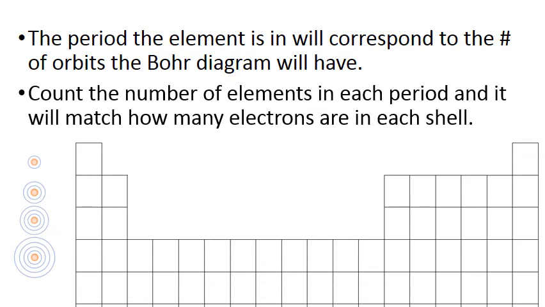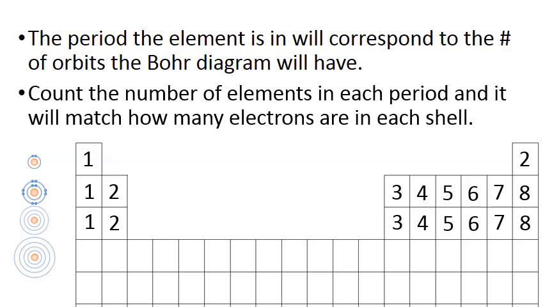Another fun fact is that if you count the number of elements in each period, it will match how many electrons are in that shell. So the first period has 2 elements in it, so there's only 2 electrons that will fill up that shell. For the second one, there's 8. So to fill up that shell, you use 8 electrons.